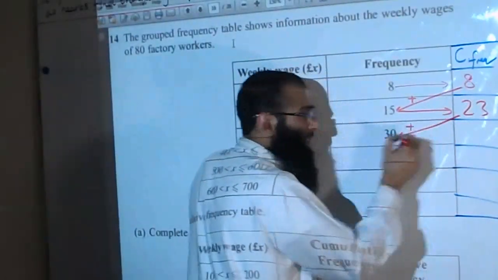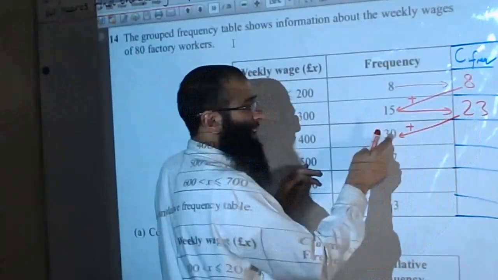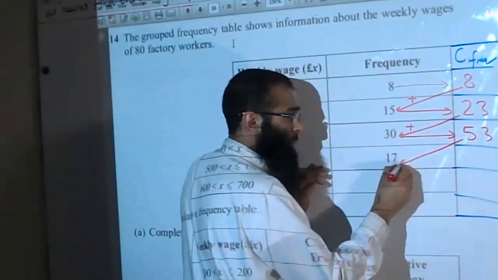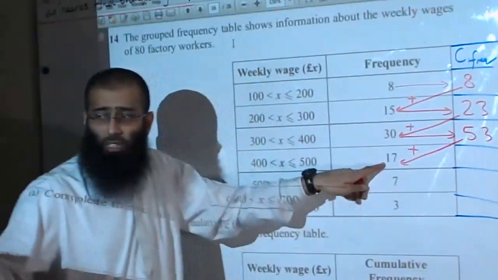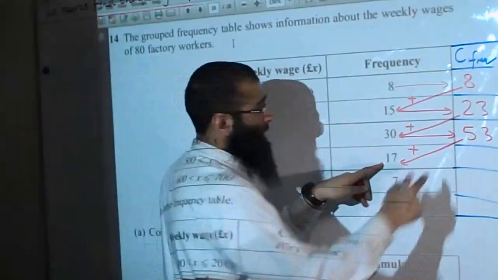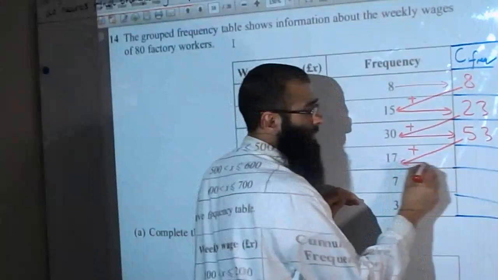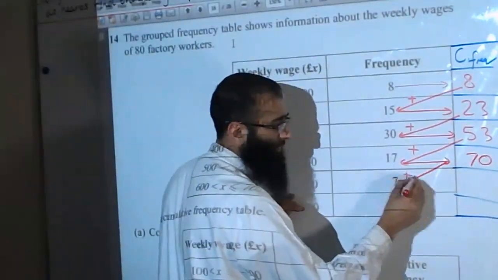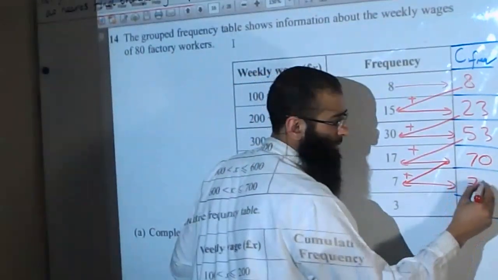We add 30. So 23 add 30 will give us? 53. And then 53, what do we do to it? Add 20, so 73. Umar, 53 add the 20 will give us 73. Then 73 add 7 gives us? 80. Then we add the last number.